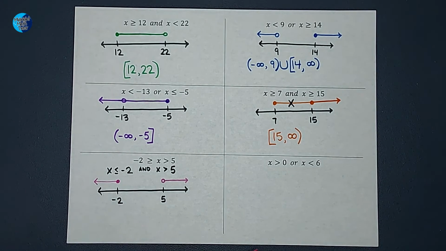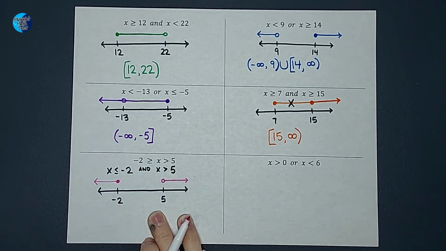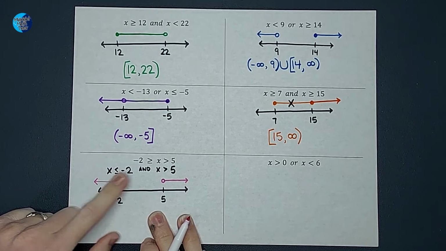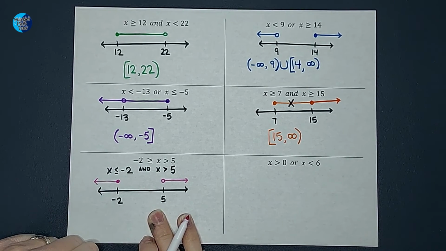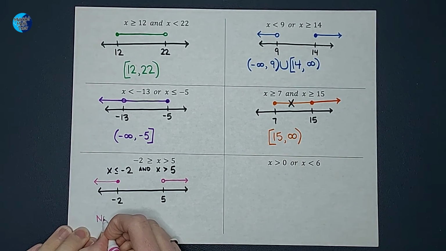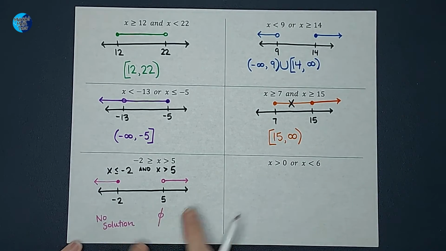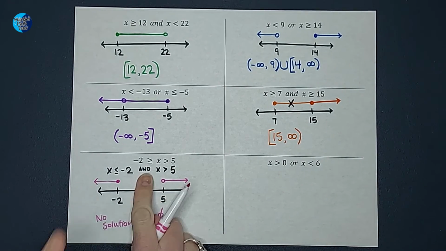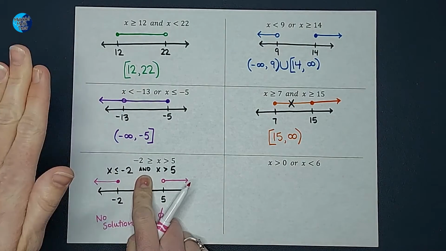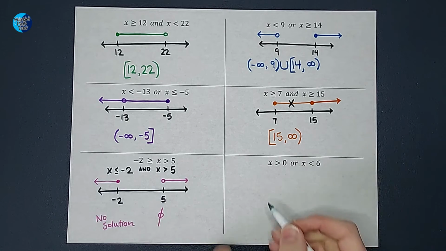All right, this is an and inequality. So I need to look at where the lines overlap. I'm not seeing any overlapping, right? And if we think about this just logically, is there any number that's less than or equal to -2 and also greater than 5? No, that number does not exist, right? So we would write no solution. And oftentimes the fancy way, I don't know if it's fancy, but that you'll see it written in interval notation is a circle with a line through it. There is no solution to this. If it were an or inequality, totally. And nope, there is no solution to that.